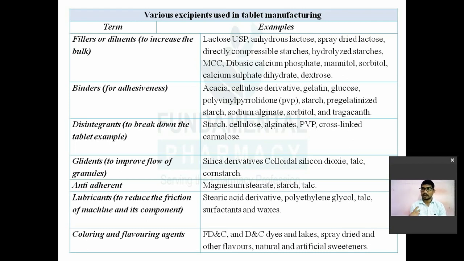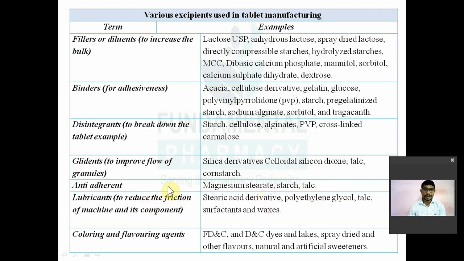So suppose your granules or your powder are very cohesive, so they will not flow properly from the hopper to the die cavity, and you will not get a uniform tablet. Or you may get a tablet of the desired size, but the dose will not be uniform, so uniformity of content will not be there. So to improve these kinds of flow characteristics, glidants are used. And what are the glidants? Examples: colloidal silicon dioxide, a silica derivative, talc, cornstarch. There was a question on this. Colloidal silicon dioxide is used as a glidant. Okay, so remember.